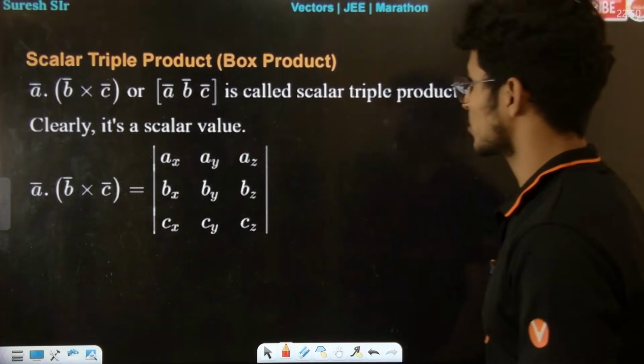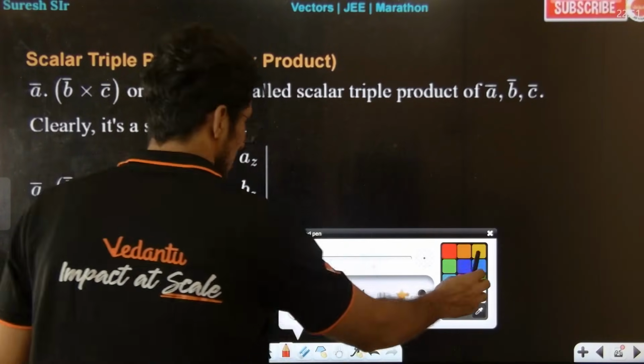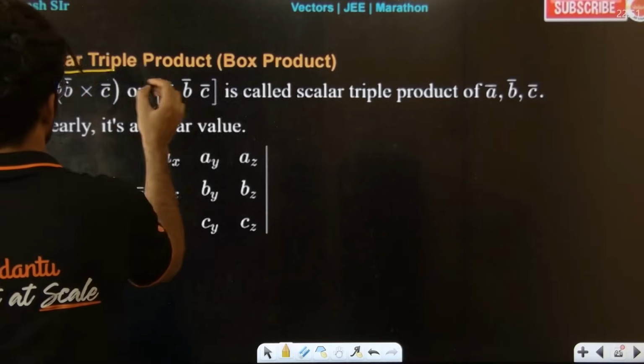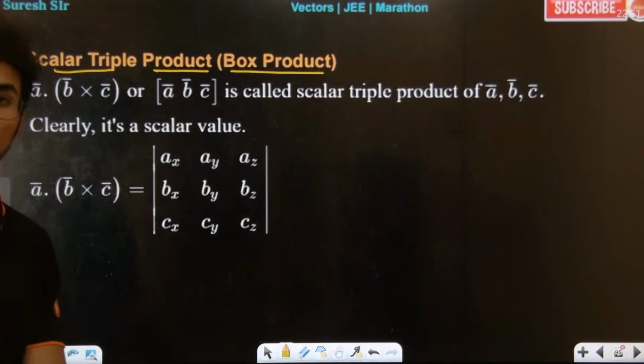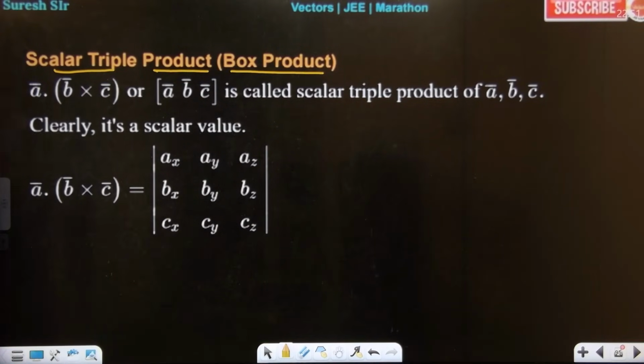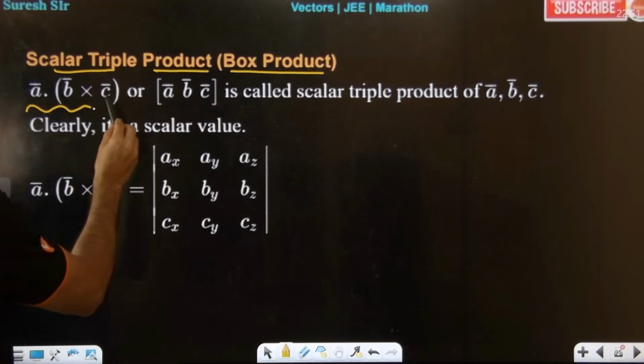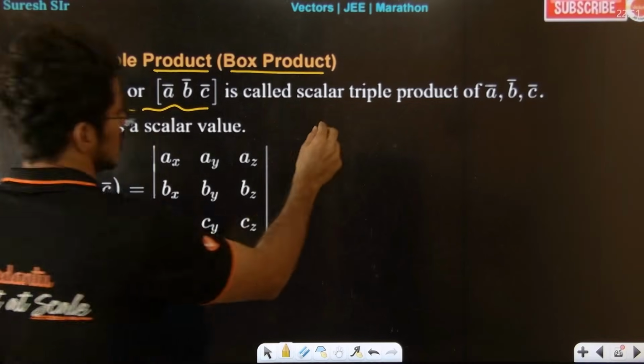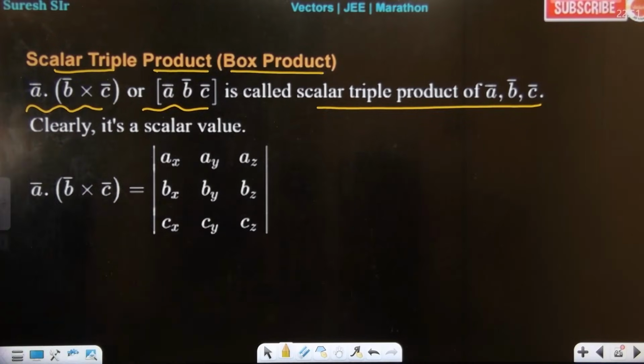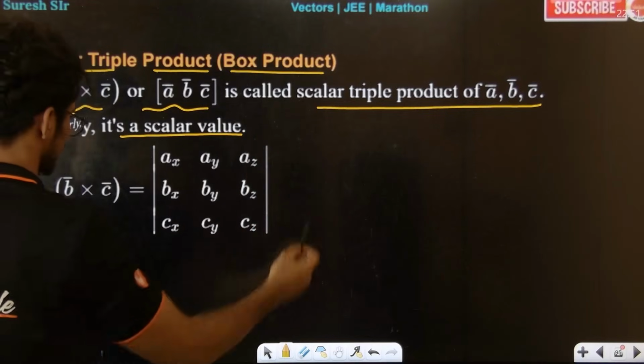Basically, before getting to the next question, we'll talk about scalar triple product. What is scalar triple product? We can also call this the box bracket, box product. We denote it like this. This can also be written as this. It is called the scalar triple product of A, B, C. Clearly, it's a scalar value, obviously.